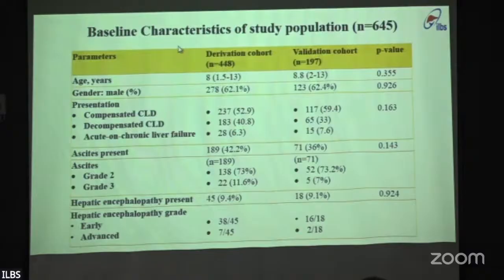So these were the baseline characteristics of the entire study population. A total of 645 patients were enrolled. This was divided into a derivation and a validation cohort, that was 2/3 and 1/3. This was done using machine learning methodology for balancing the two cohorts. So as we can see, the median age was around 8.5 years, and 60% of children were male, and the patients were predominantly compensated CLD. Around 40% of them had ascites, and around 10% of them had hepatic encephalopathy.